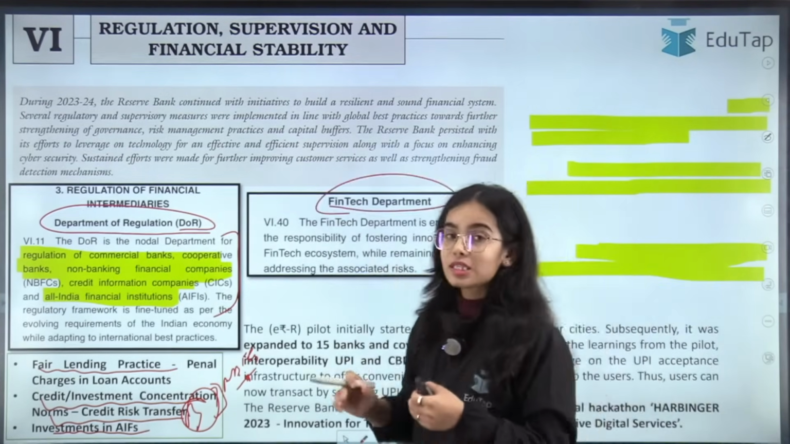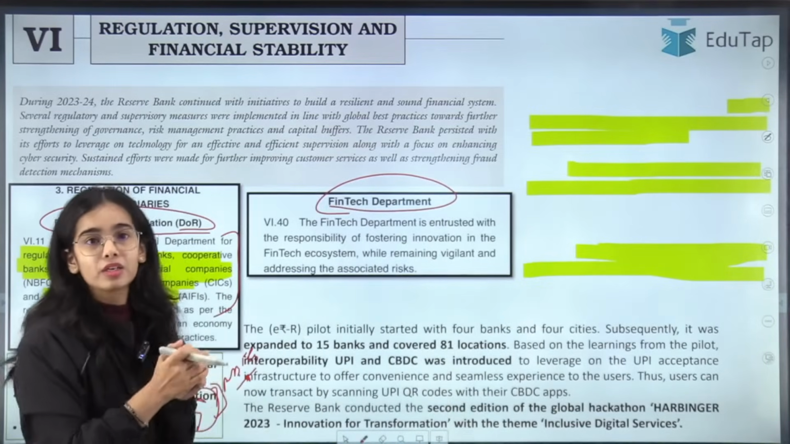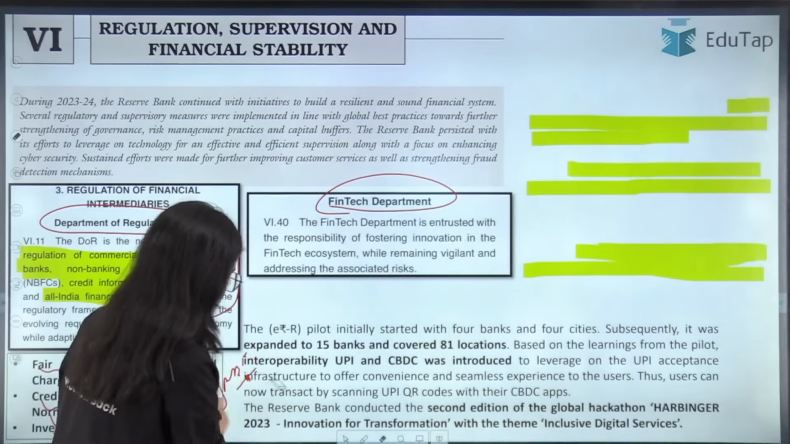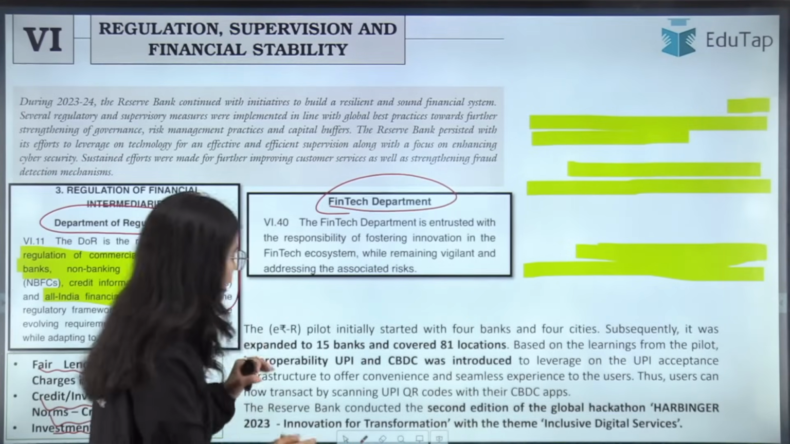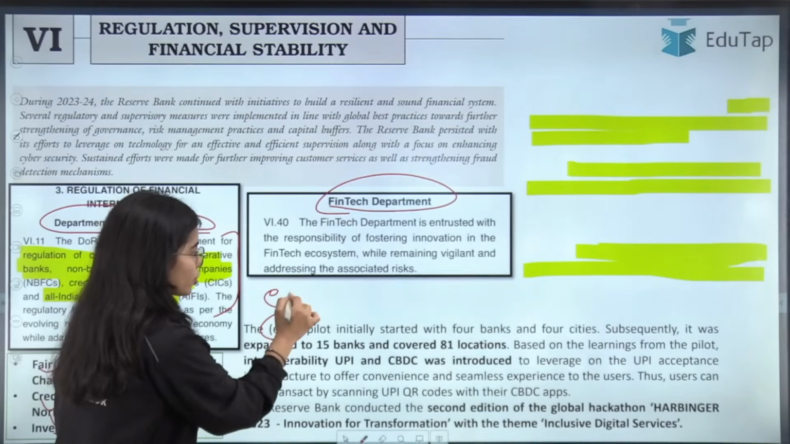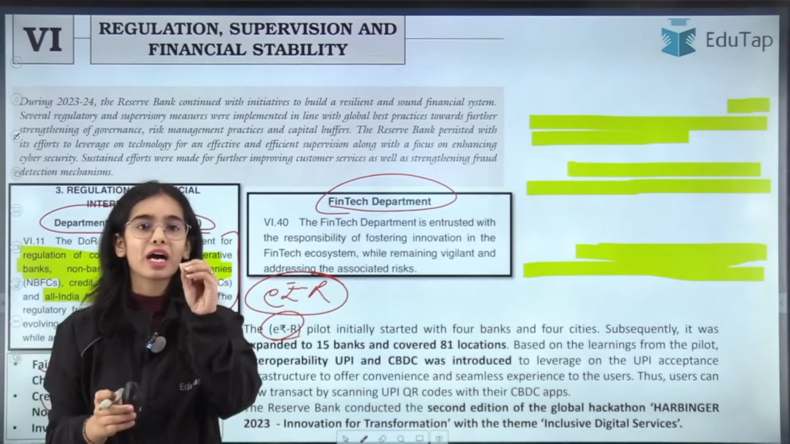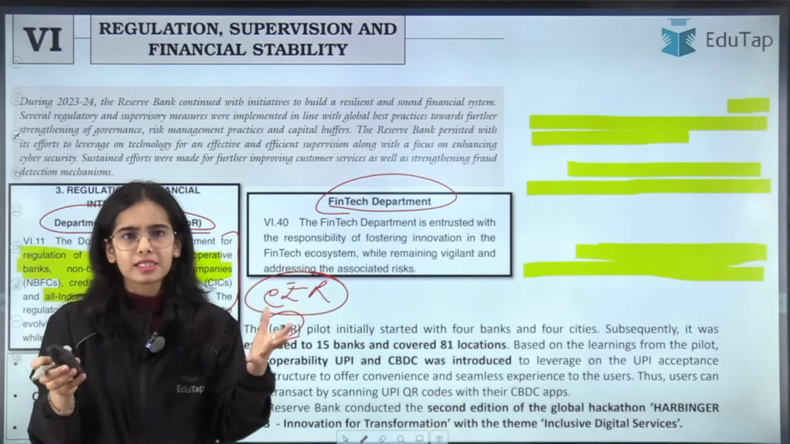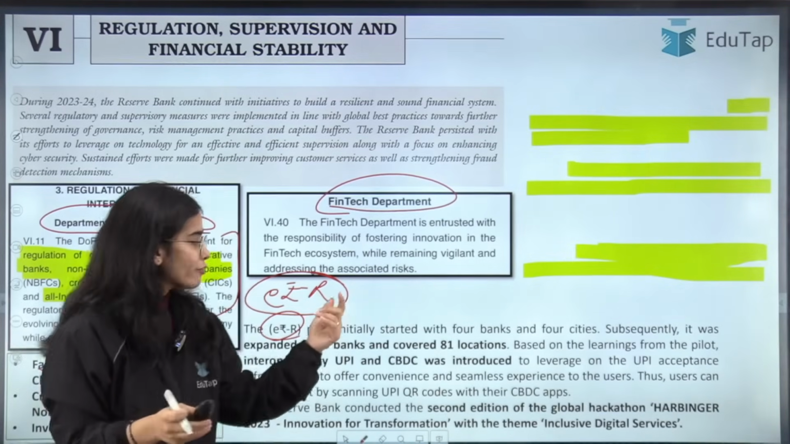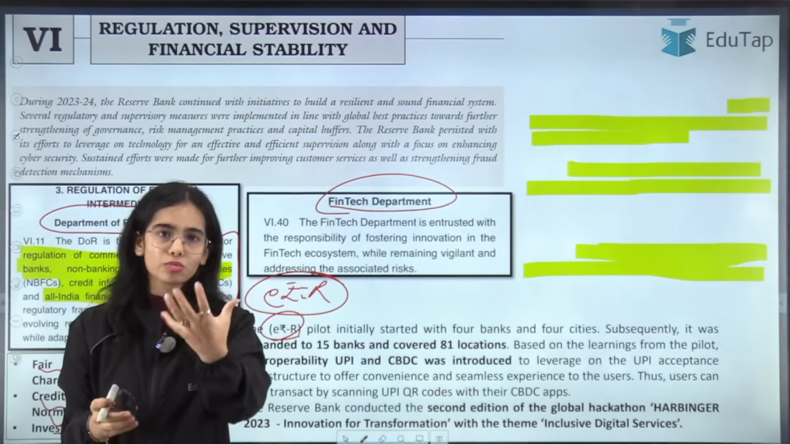Fintech department works on the improvement of fintech in our country. So here you can see that in 2023-24 the e-rupee retail pilot was released. So e-rupee is the CBDC, the central bank digital currency, that is just like currency but in a digital format for the retail segment, for normal consumers like you and me.